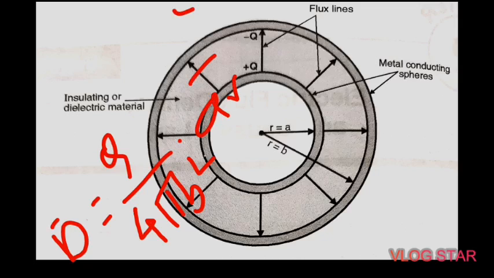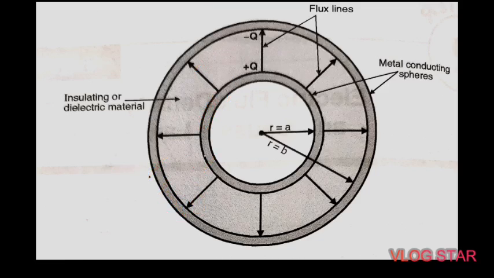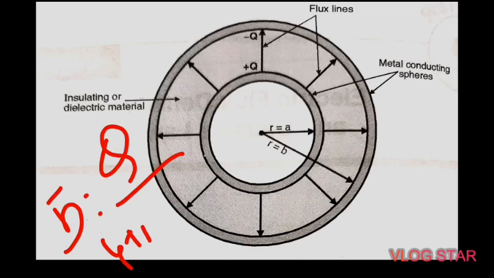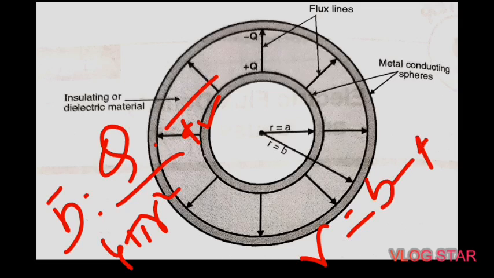This is for the outer sphere. So here, a_r bar is nothing but the unit vector in the radial direction. Now at any radial distance r, we can write D bar is equal to Q upon 4 pi r square. Instead of taking a and b, we can directly write D bar is equal to Q upon 4 pi r square into a_r bar. Here the value of r is nothing but b minus a.